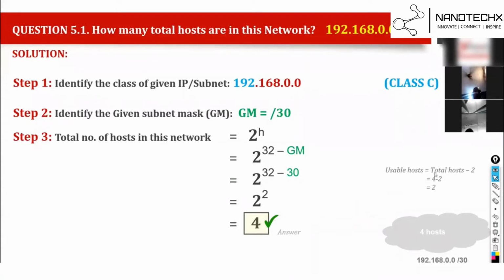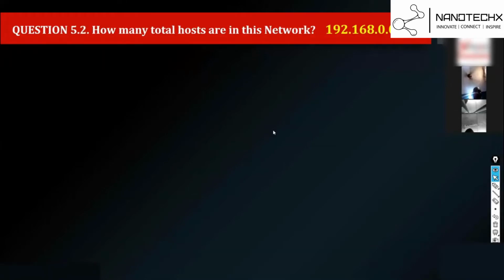Let me open the example for you. Let's do it ourselves. We have to calculate the number of hosts in this one, which is 192.168.0.0/29. Step number 1: we have to identify the class. Which class is this one? This is class C.